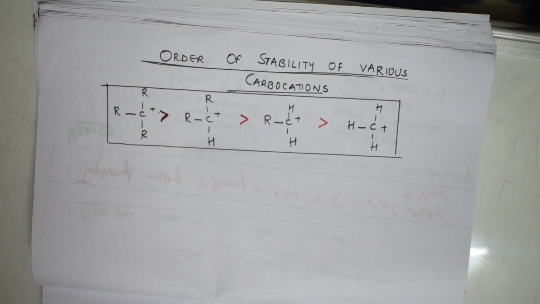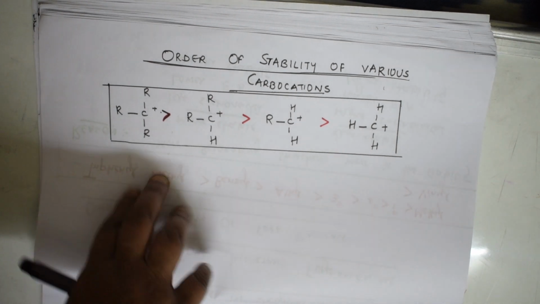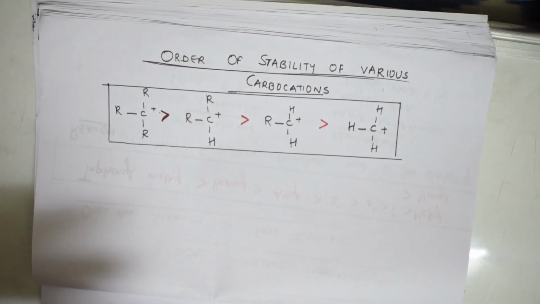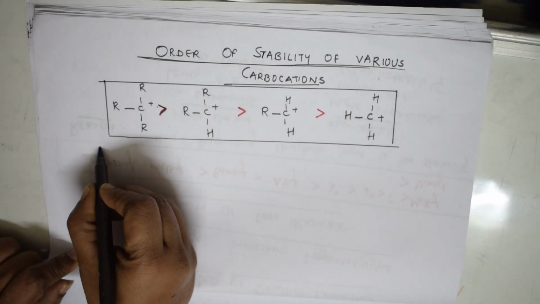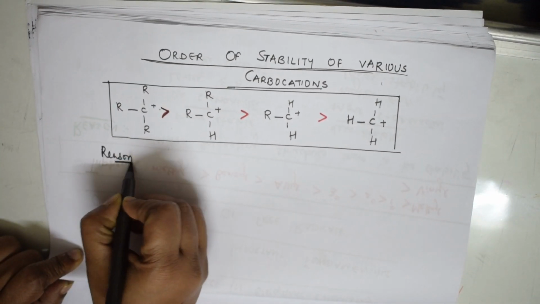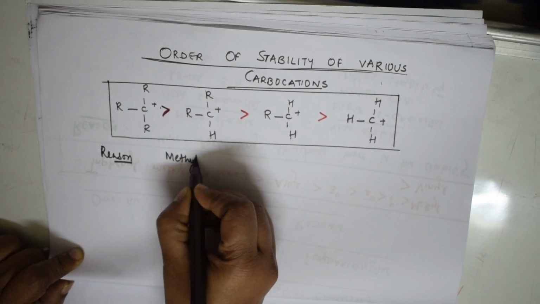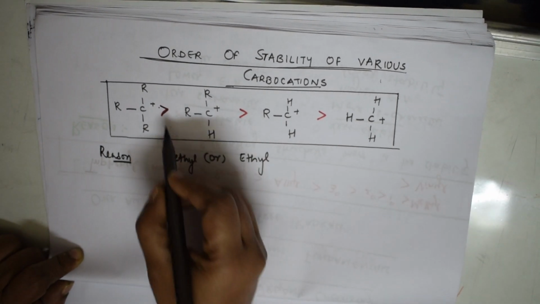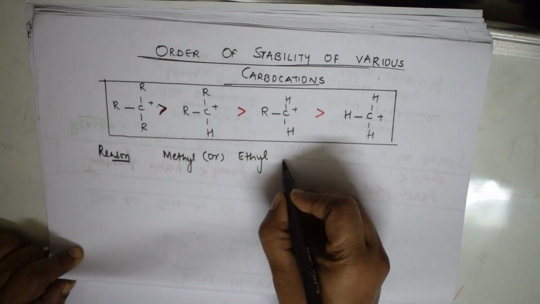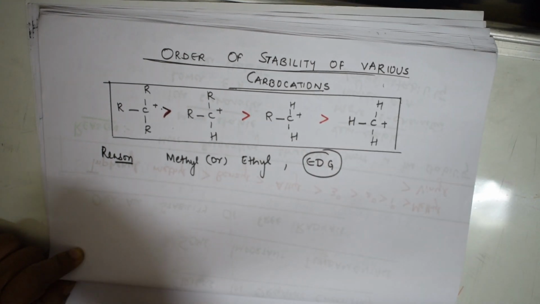What is the reason? Basically, methyl or ethyl, whatever alkyl groups are linked to this positively charged carbon, are electron releasing groups, correct? So let us write that. Why is this stable? More number of methyl groups. Either methyl or ethyl, just now we said they are linked to this positive charge and they start donating electrons. So these are electron donating groups.